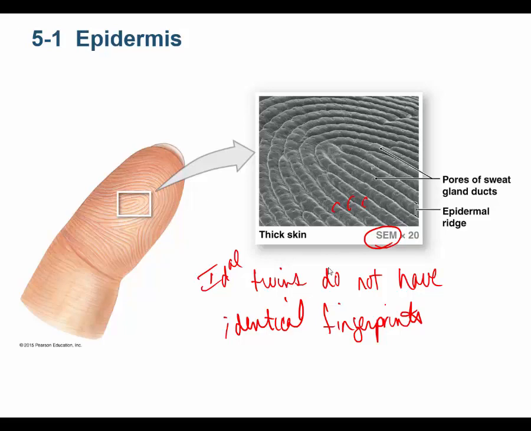So their fingerprints change slightly from each other. They do have the basic genetic framework of similar patterns, but they modify these patterns in their behavior as fetuses. So identical twins do not have identical fingerprints, and that's why.